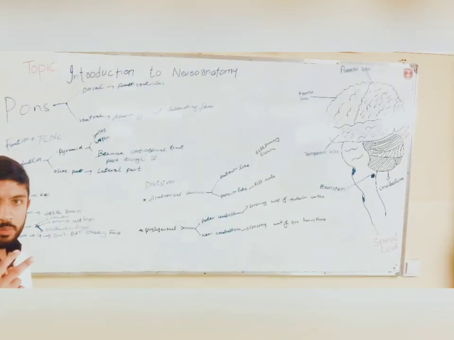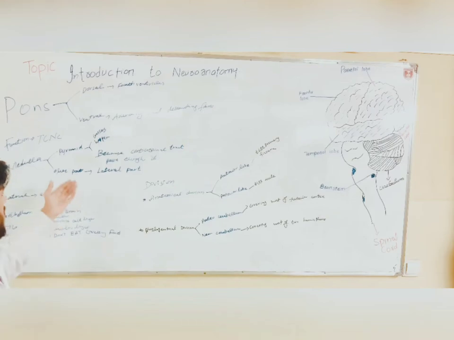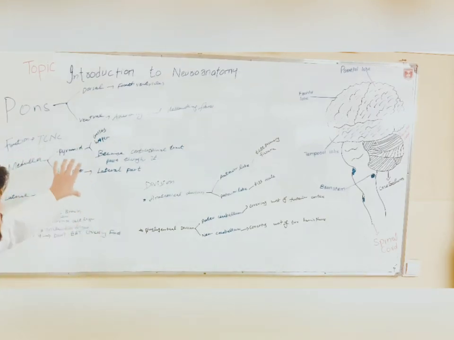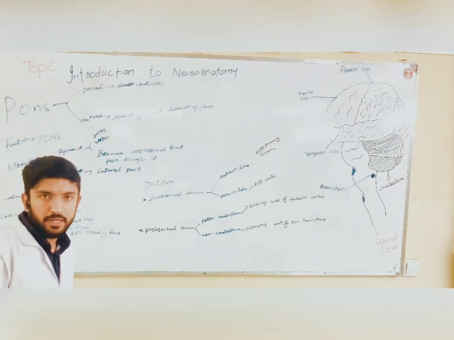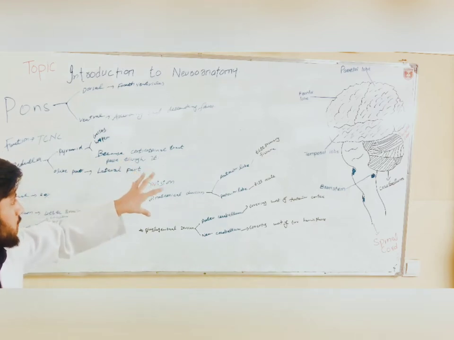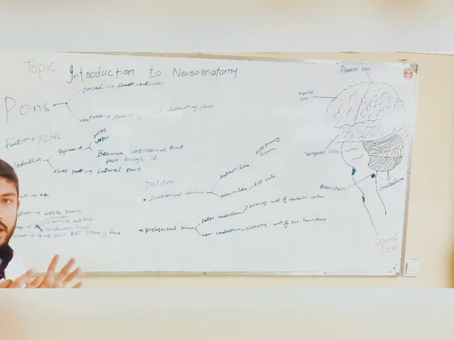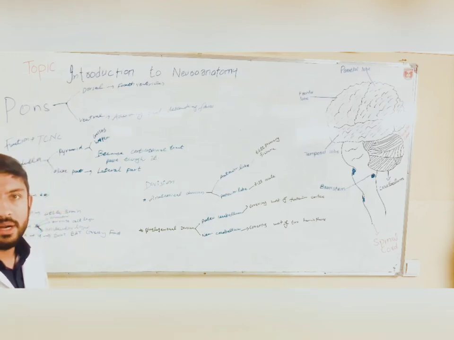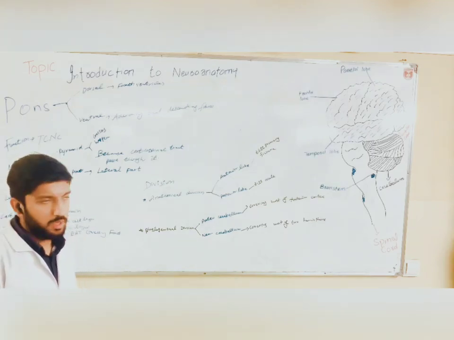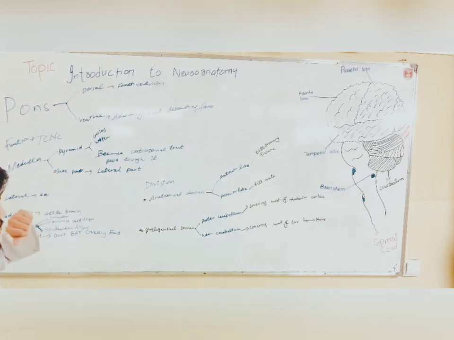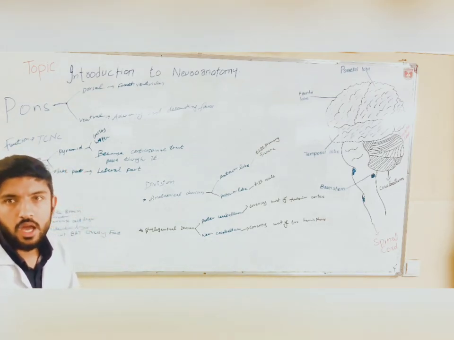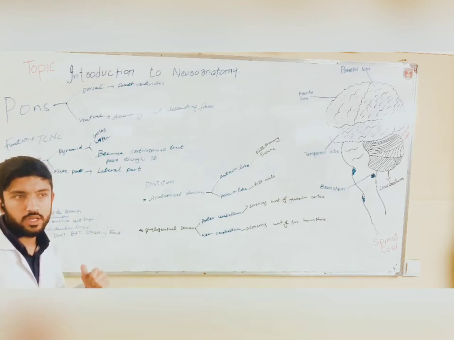Then we have medulla. Medulla has two parts: pyramid and olive. Crossing happens in the pyramidal part. Why do we call it pyramid? Because the corticospinal tract passes through it. The lateral part of the corticospinal tract crosses 80%, but the anterior part doesn't cross. The lateral part is called the olive part because it has the olivary nucleus.